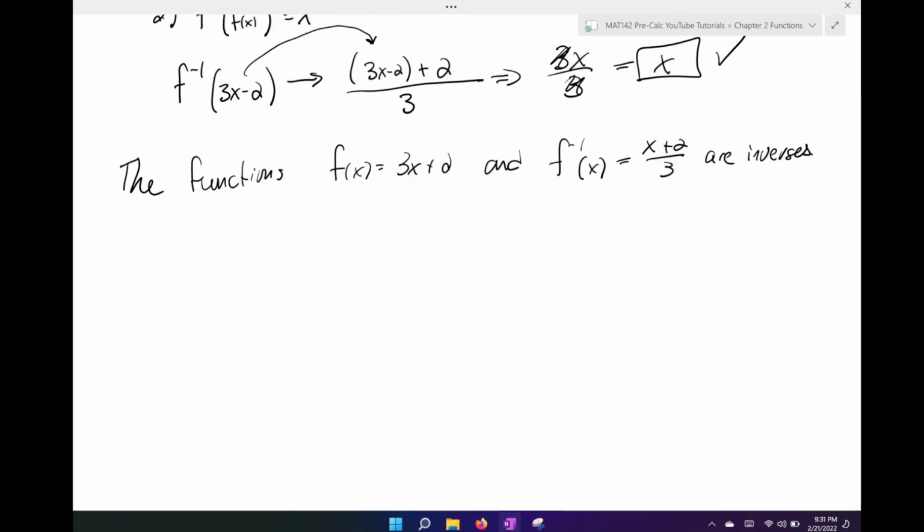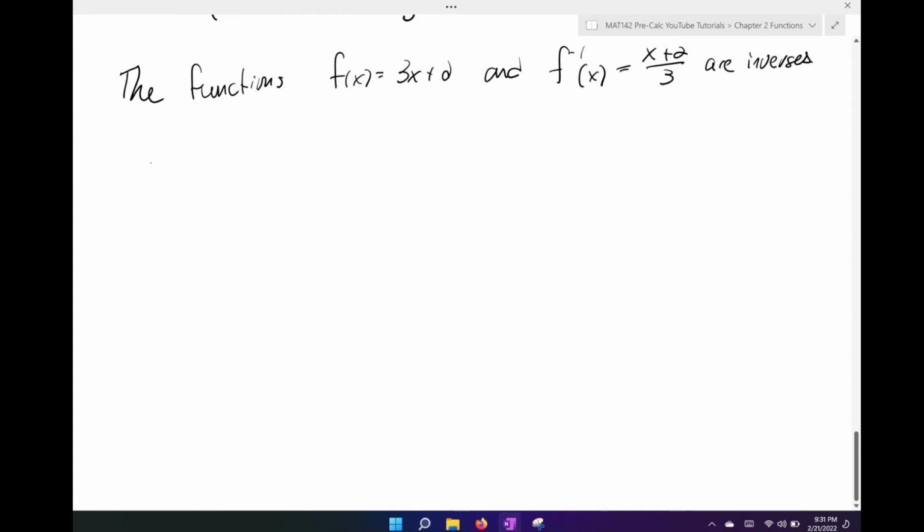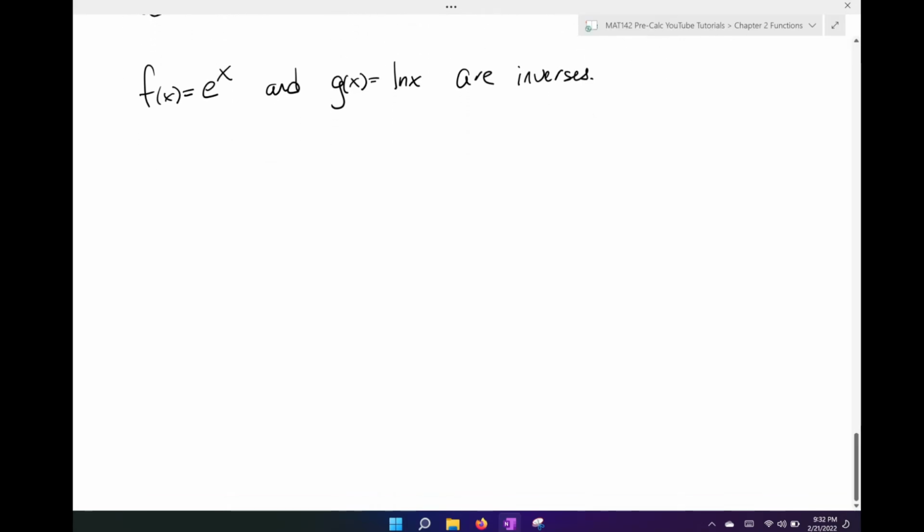Now earlier we found that the functions f of x equals e to the x and g of x equals the natural log of x are inverses. We verified that visually, okay? So I'm just going to show you how to do this now using algebra.